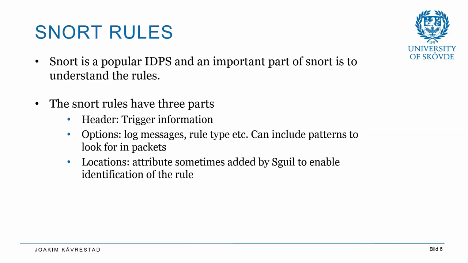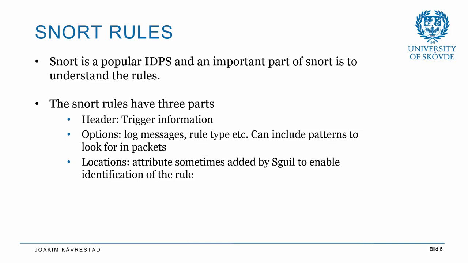And any SNORT rule will have three different parts. It will have a header with trigger information, basically when the rule should be activated. It has an options section which contains the log message that should be issued when the rule is triggered, the type of rule, and some other kinds of information.